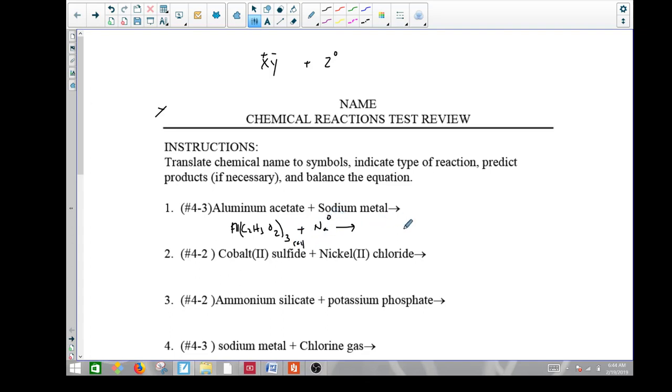So the potential products will be sodium metal, sodium ion. So this would be sodium acetate, NaC2H3O2. This is a +1, and this is still a -1. And then the aluminum metal is now at no charge. Alright, so again, we want to balance this reaction, so you can balance it with a 3 here and a 3 here.